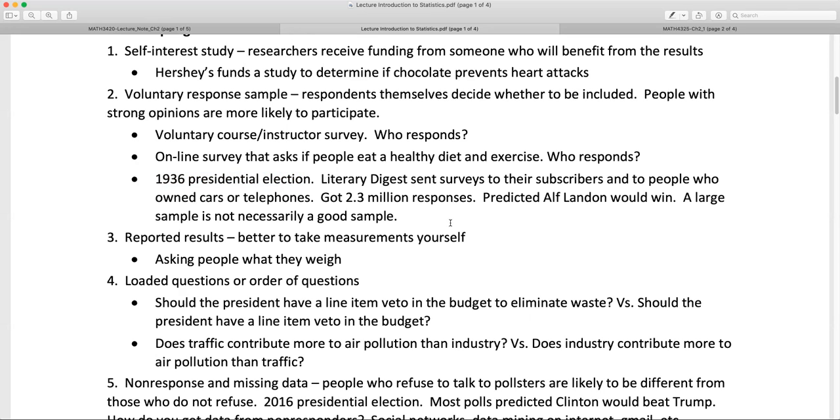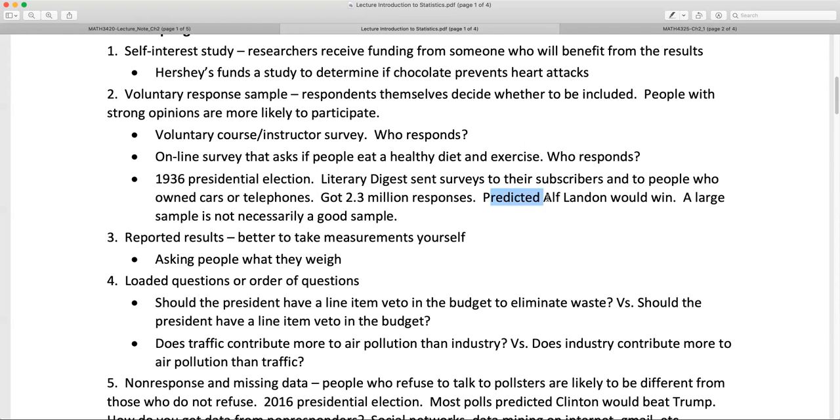So Literary Digest sent a survey to their subscribers, to people who own cars or telephones. They got 2.3 million responses. They predicted Landon would win. And a large sample is not necessarily a good sample. So in this case, what is the result?